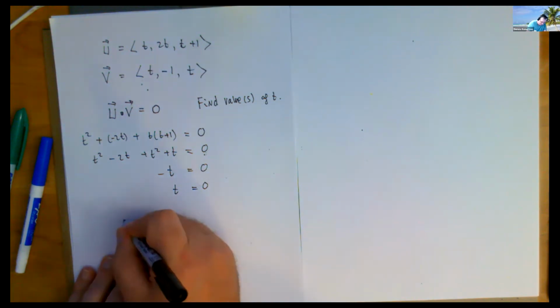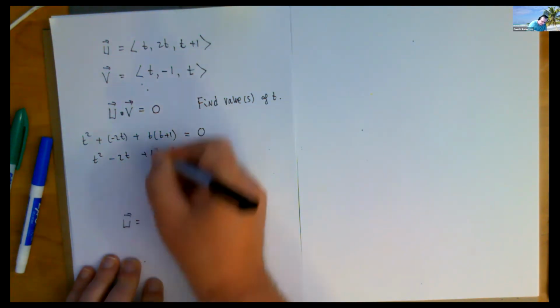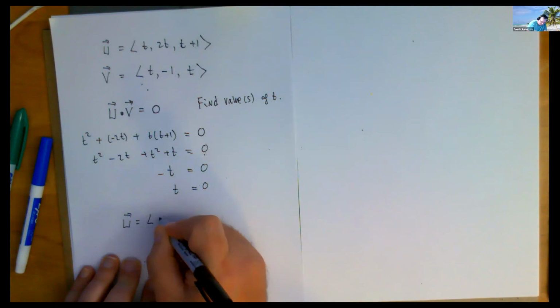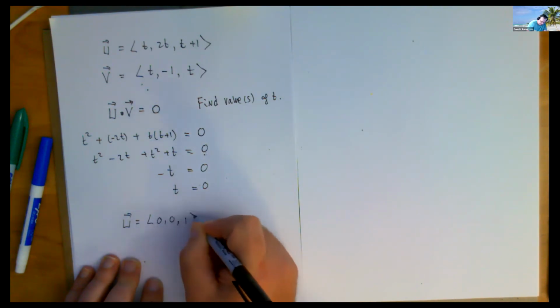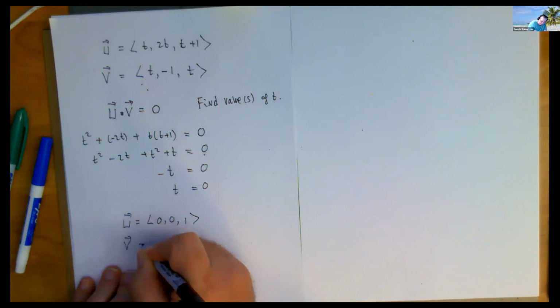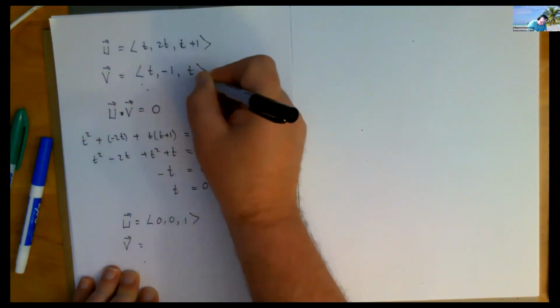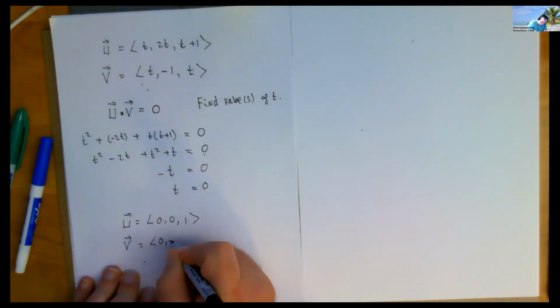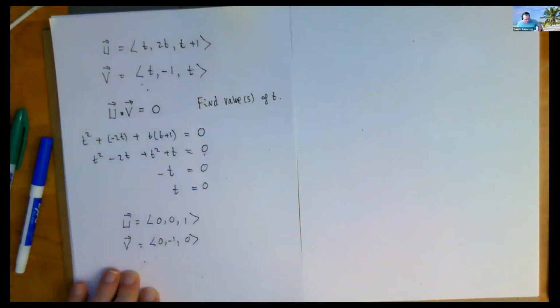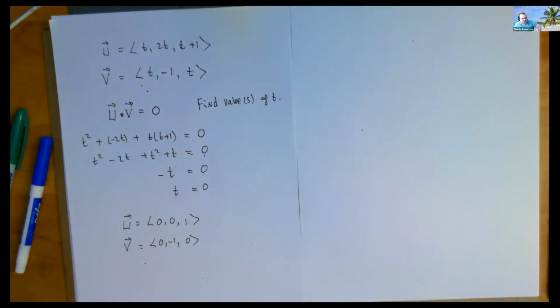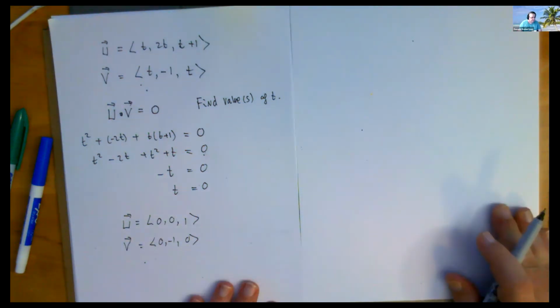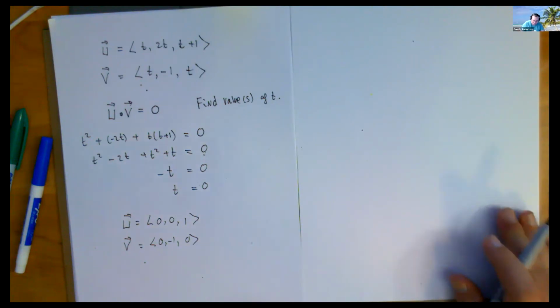Now what would that look like in the vector world? If you make t equals 0, you get 0, 0, 1. And if you make t equals 0, you get 0, negative 1, 0. And those two vectors are definitely at right angles to each other. You can imagine doing a dot product very quickly and you'd get 0.